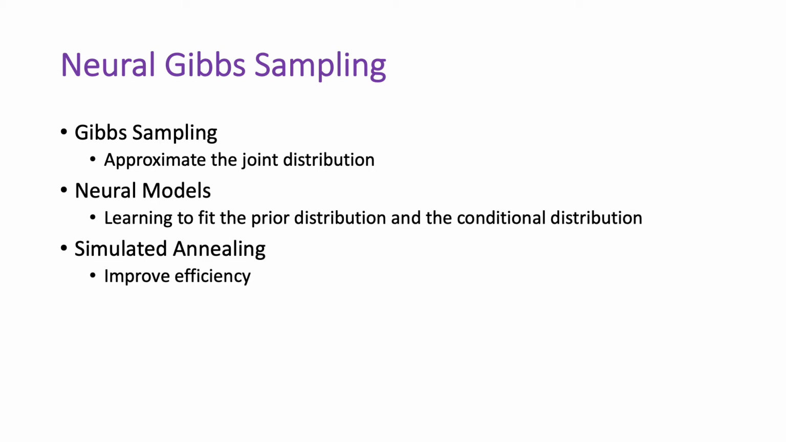To model the conditional distribution and the prior distribution for initialization, we train two neural models so that our NGS method can combine the advantages of neural networks and also Gibbs sampling. Moreover, considering it is too time-consuming to reach convergence with the original Gibbs sampling method, we introduce a simulated annealing method to speed up the convergence.